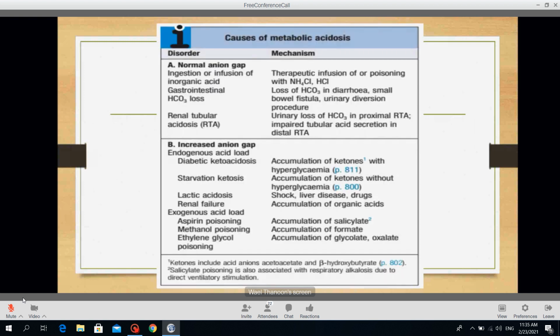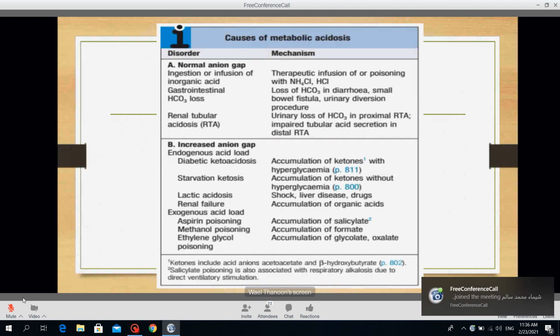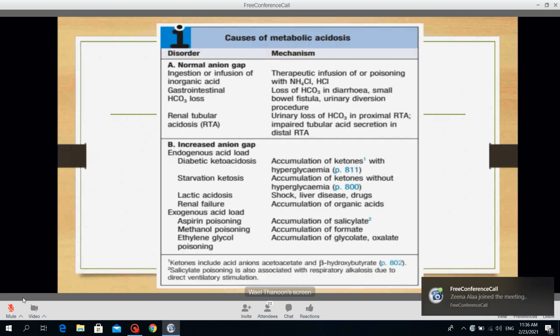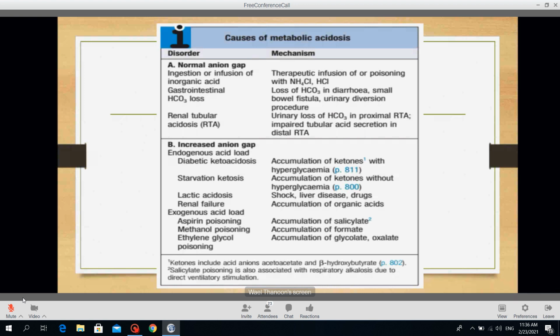قلنا هنا الشرح جدول شرح metabolic acidosis. النورمال anion gap اللي pattern A and increased anion gap. Pattern A, normal anion gap اللي هي ingestion or infusion of inorganic acid, gastrointestinal bicarbonate loss or renal tubular acidosis. mechanism طبعا مشروحة. Increased anion gap عندنا increased endogenous acid load like in DKA, starvation ketosis، يعني هذه كلها تولد ketone bodies, lactic acidosis, then or renal failure. Exogenous acid loads like in aspirin poisoning. الاسبرين هو salicylic acid. ميثانول poisoning قلنا الكحول مغشوش. زين وإيثيلين glycol الجلايكوليت والاوكزاليت يعني load is increased.